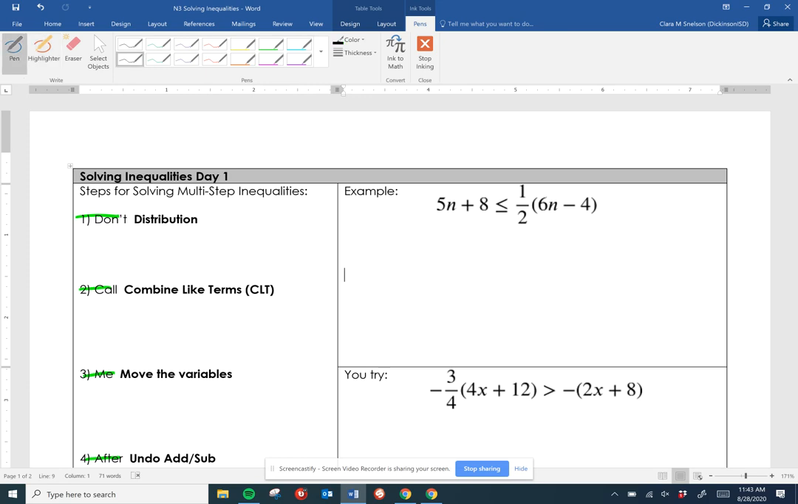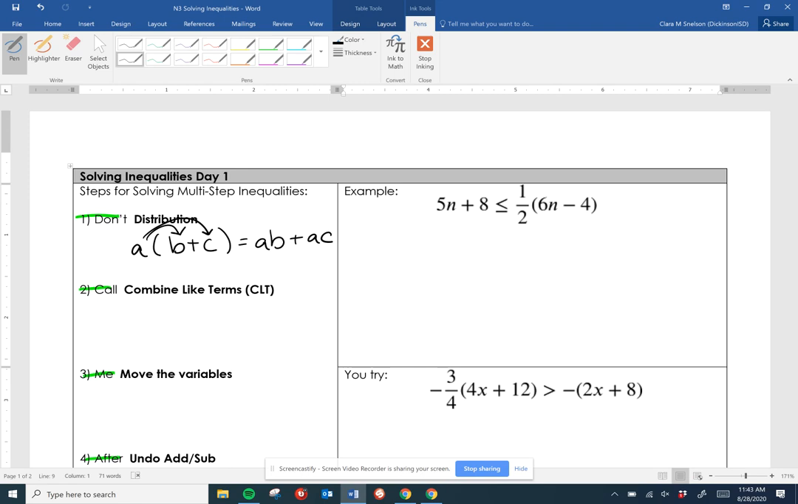Don't forget, for distribution, if we have something outside of parentheses, we're going to make sure that we multiply everything inside the parentheses by the number, or excuse me, the variable, either way, that is outside, like that. And then we have like terms. And don't forget, like terms are on the same side of the symbol.